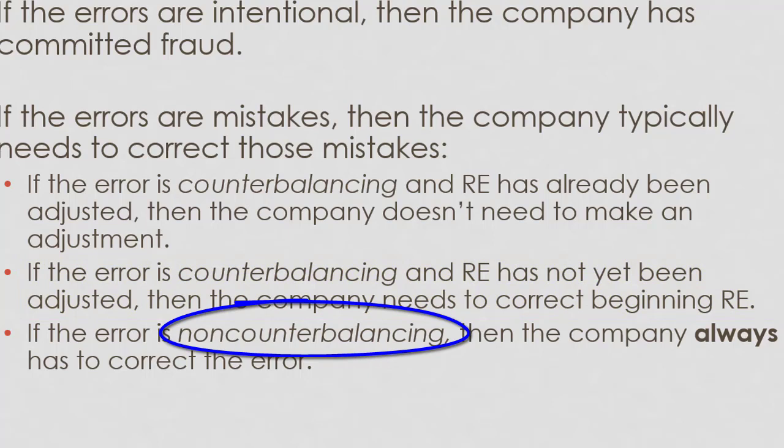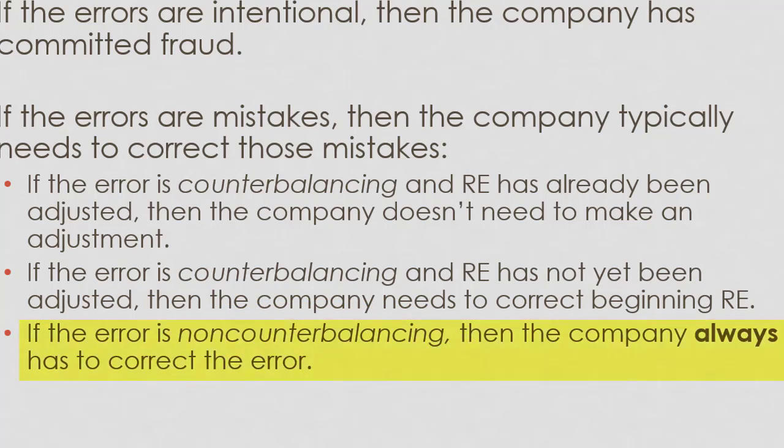Other mistakes are what we call non-counterbalancing. Non-counterbalancing errors will never fix themselves, ever, which means I have no choice. When I find them, I gotta fix them. So a great example of this would be I declared a dividend and paid it, and I forgot to do the journal entry for it. There is no way that will fix itself. That cash is not there anymore. Retained earnings is too high.